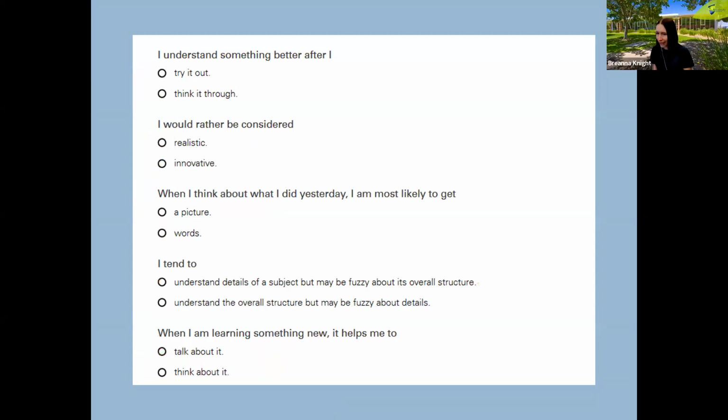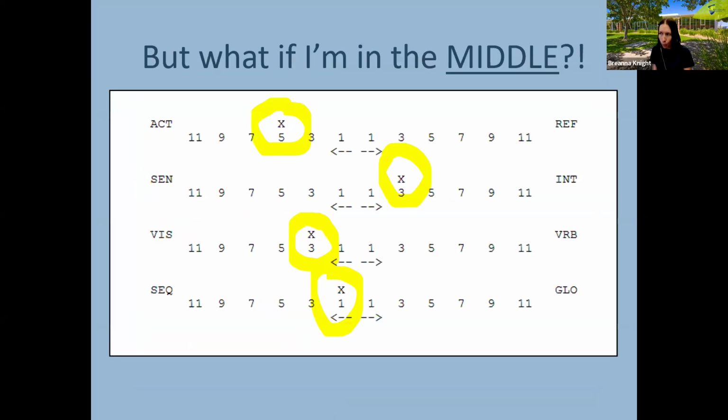Okay, clear all of this. So one of the common questions we get asked is, but what if I'm in the middle? This is an example of someone who's active and reflective. This is how the scale comes out, and then there are little crosses where you are. You can see this person is quite in the middle, especially for sequential and global, and visual and verbal a bit too, sensing and intuitive.